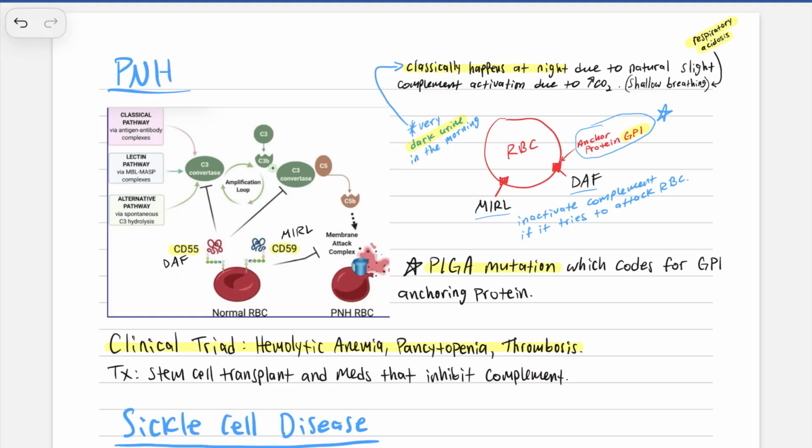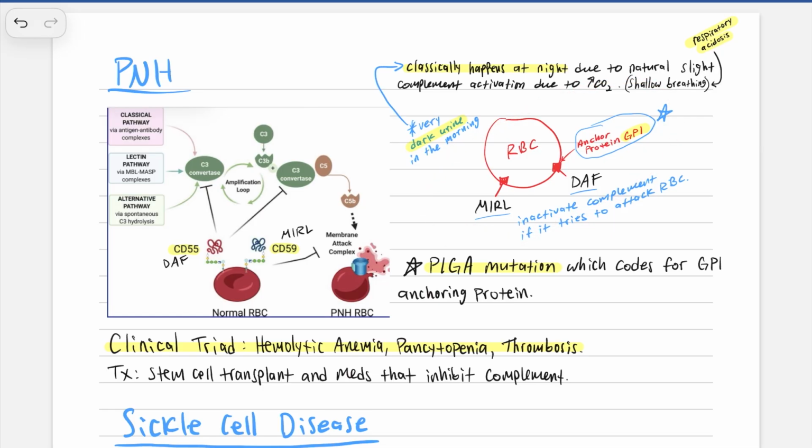This occurs at night because of the natural complement activation that occurs while you're sleeping. So while you're sleeping, you're a little higher in carbon dioxide. You undergo a little bit of a normal respiratory acidosis that occurs while you're sleeping, just because you're breathing more shallow, a little slower, and that kind of stuff. And all that's normal. But for these patients, that causes this process to trigger. And so you have very dark urine in the morning because of all the hemolysis with the red blood cells.